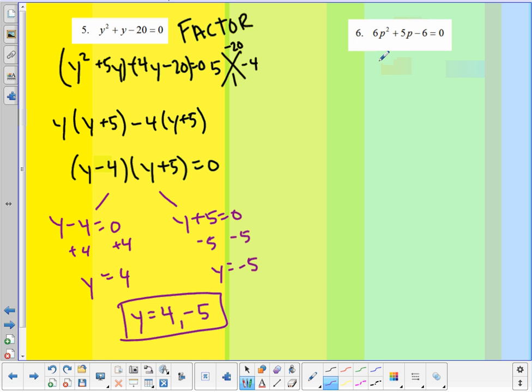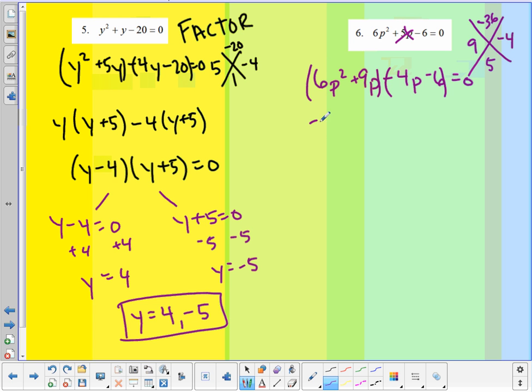In number 6, again, I need to start by factoring. I'm just given a quadratic here, so I'm going to start by factoring. My product on the top is negative 36, and my sum on the bottom is 5. So my two numbers are going to be 9 and negative 4. I split that middle term, so 6p squared plus 9p minus 4p minus 6 is all equal to 0. And then I can group that.